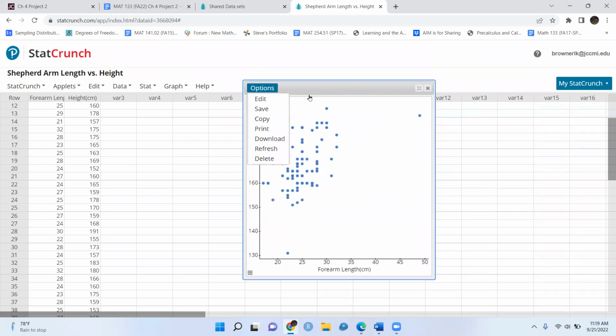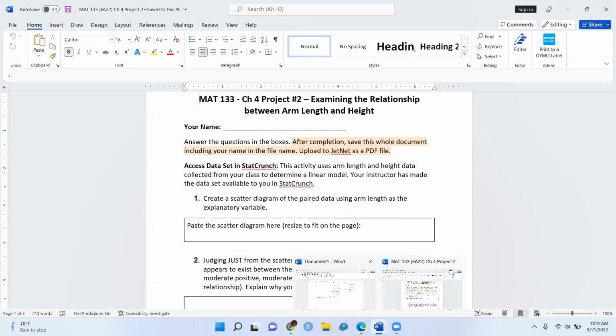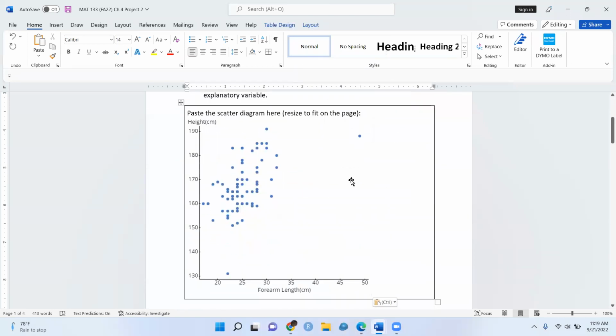If you recall how to copy and paste that thing, you just do that copy thing and then paste. There's that one data value that seems to be problematic, doesn't it? A 50 centimeter long forearm. I don't know centimeters well enough to know if that's crazy or not.